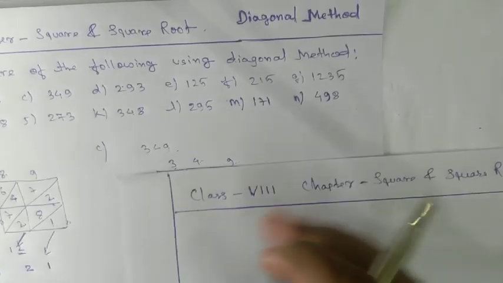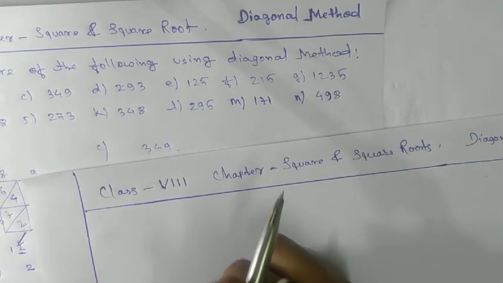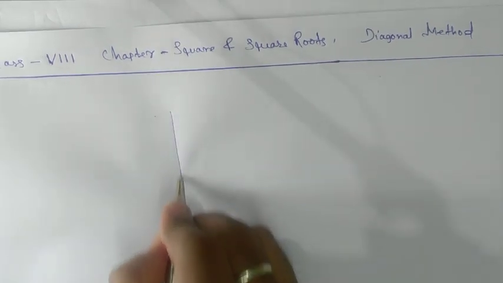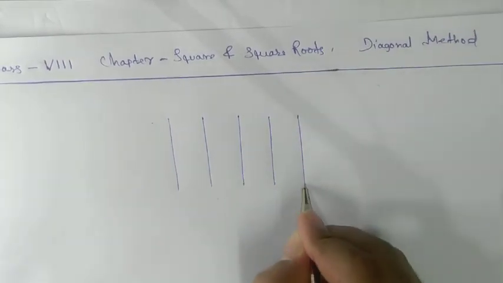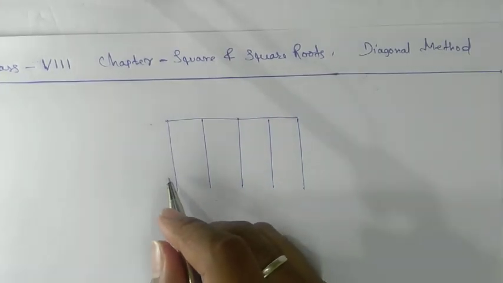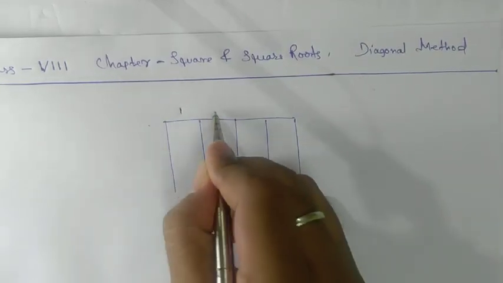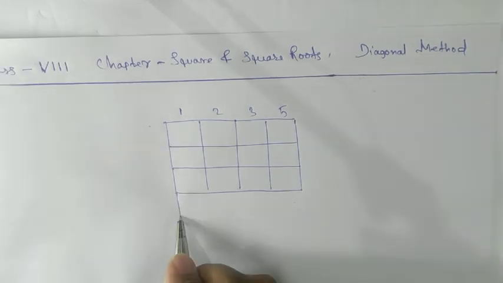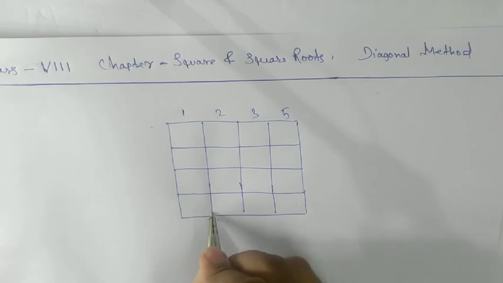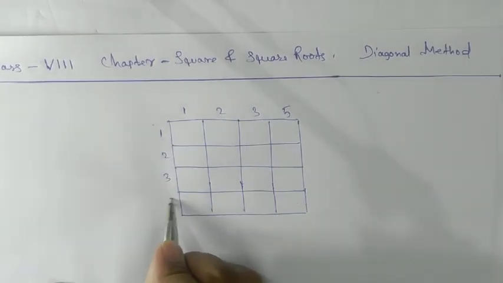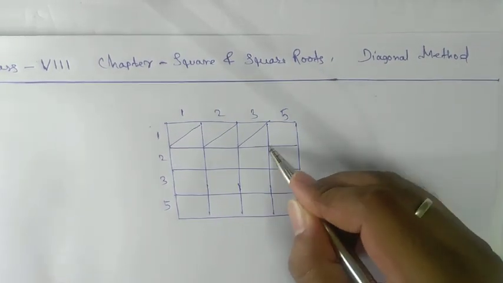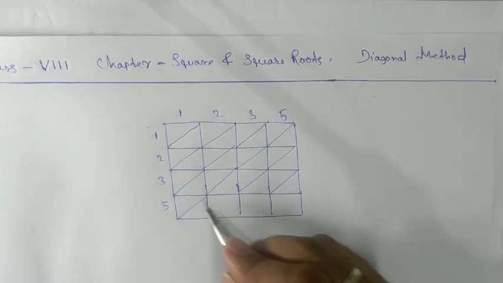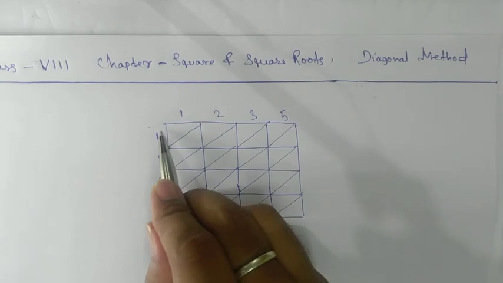Okay, let's proceed for another one, that is a 4-digit number, 1235. Here make a box, 4 vertical columns in it. Try to use a ruler to complete this box, in the exam. 1235, this is for 123, and this is for 5. Try to make it a square box. 1235, take the diagonals. It will take time. Complete it. Now multiply.